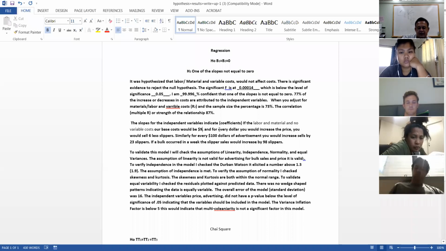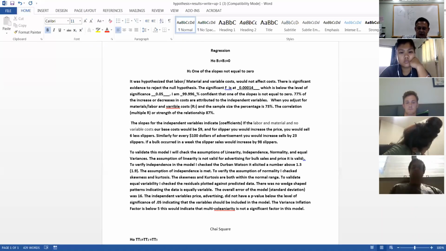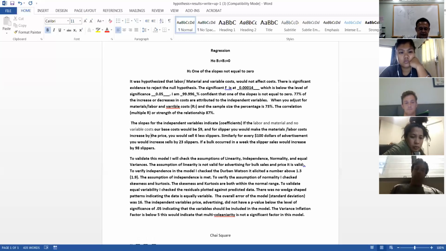And for every shoe or slipper you make, the materials and labor costs increase by, so what this is telling us is for every slipper or shoe that you make, your labor and materials increase by, because I think this is in hundreds, $3.42.